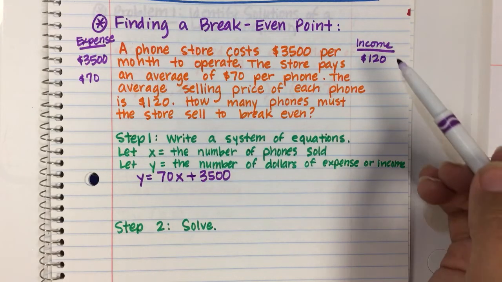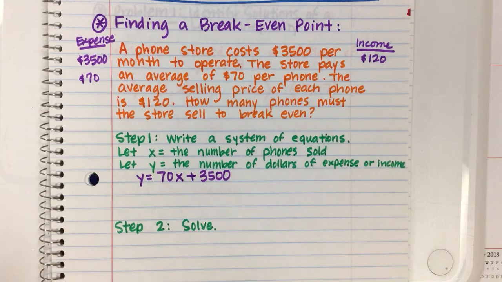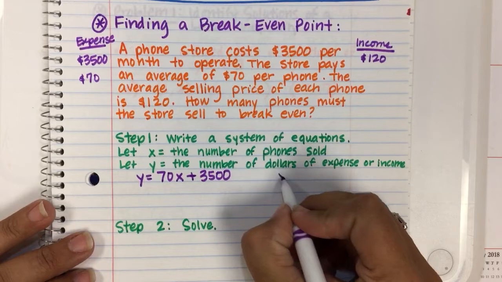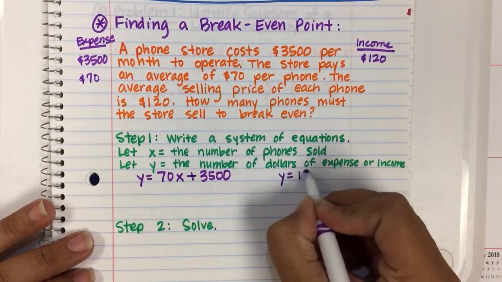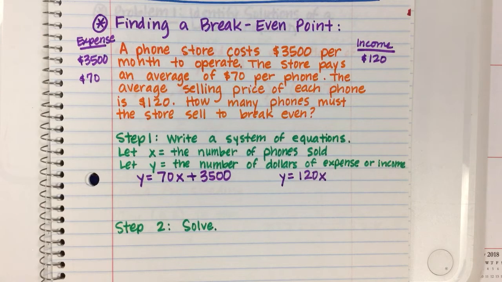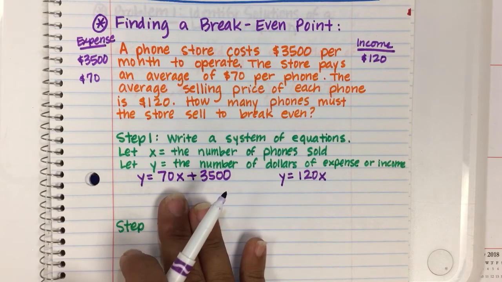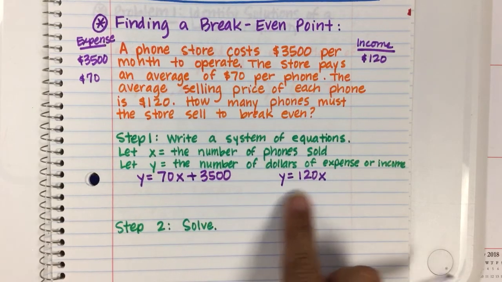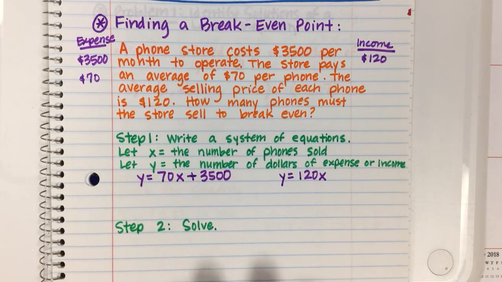All right, and then our second equation, of course, you know in a system it takes 2 equations, is going to be our income equation, and that's going to be Y is equal to $120 times every phone that we sell. So X is the number of phones sold, and Y is the amount of money. All right, so this is our system. Y is equal to 70X plus 3,500, and Y is equal to 120X.